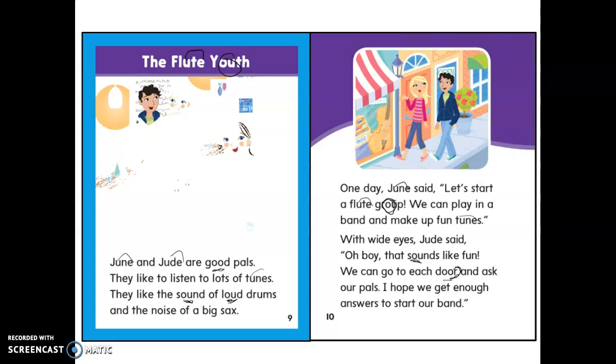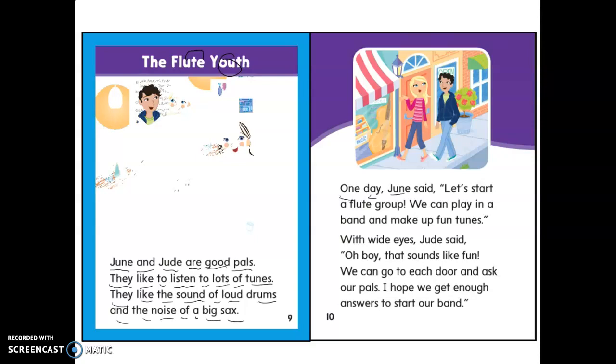Okay, so not as many oohs in here, but let's see how we can do reading it together. Move these out of the way so it's easier to read. Ready, begin. June and Jude are good pals. They like to listen to lots of tunes. They like the sound of loud drums and the noise of a big sax.